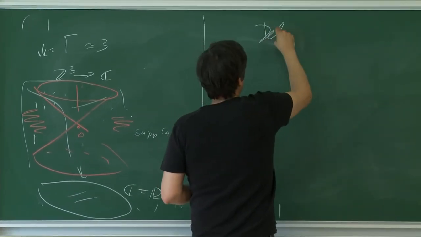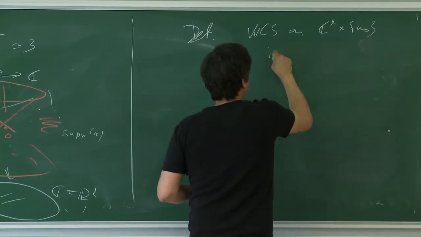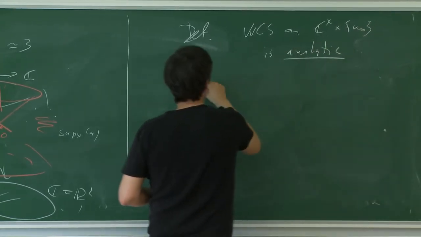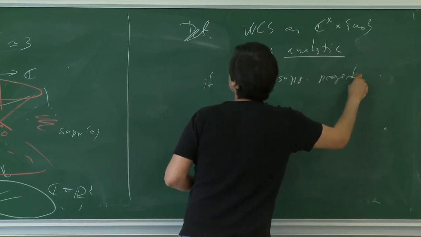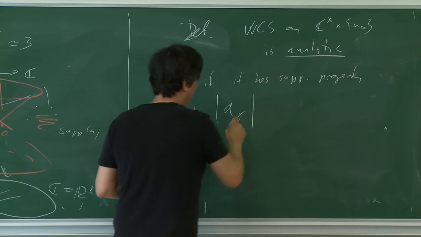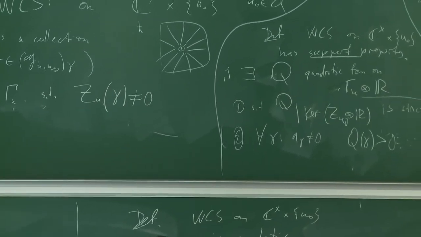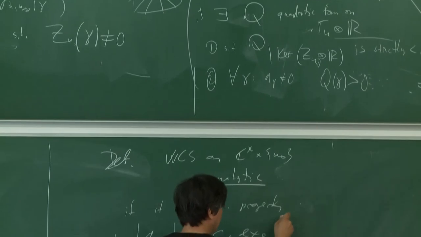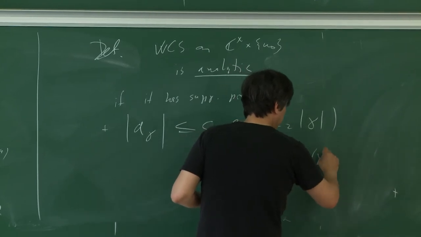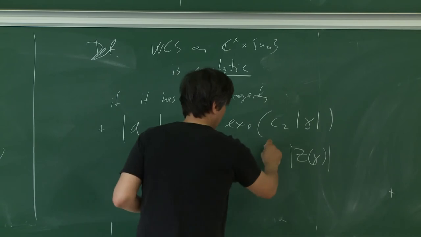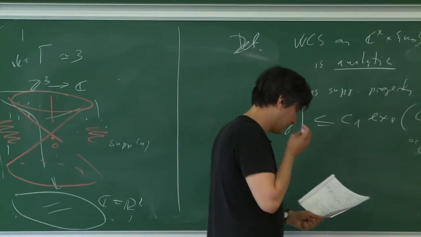The second definition: a wall crossing structure of the same story is analytic if it has the support property, and moreover the norm of A gamma, which is essentially a matrix, is bounded by C1 times exponent of C2 times the norm of gamma, or you can replace it by the norm of Z of gamma. That's because the support property makes these essentially equivalent bounds.